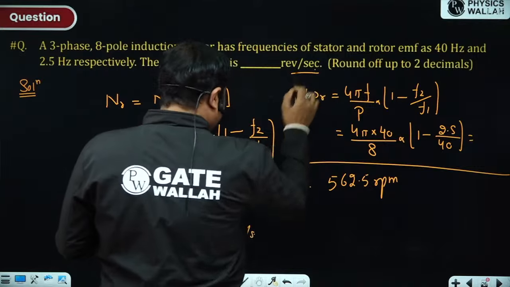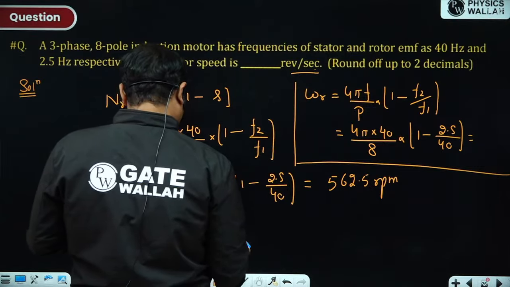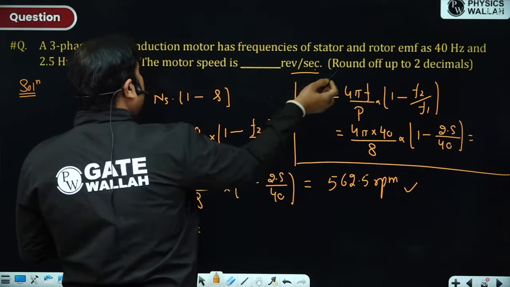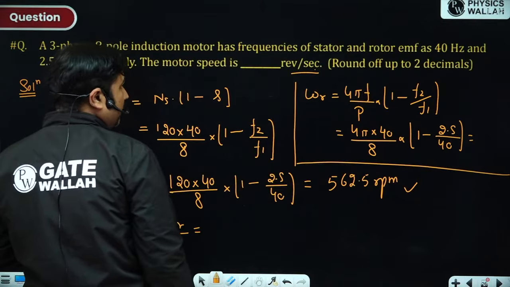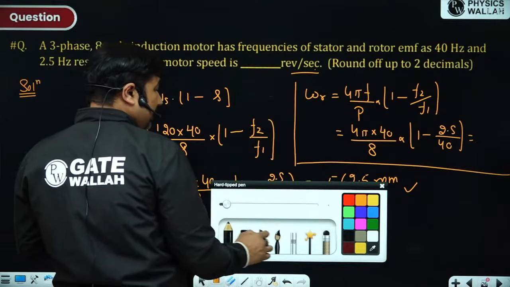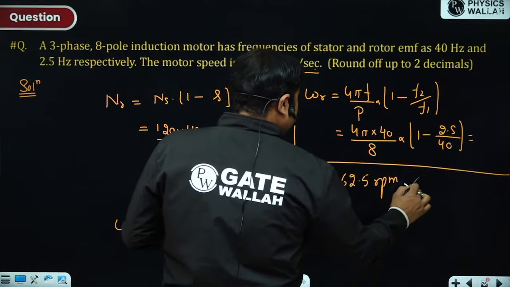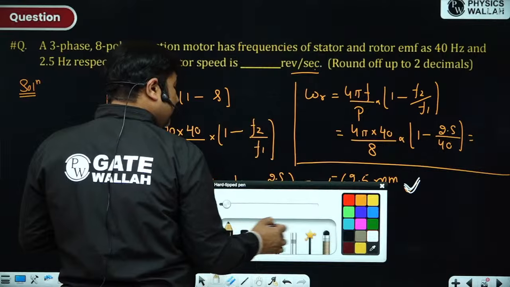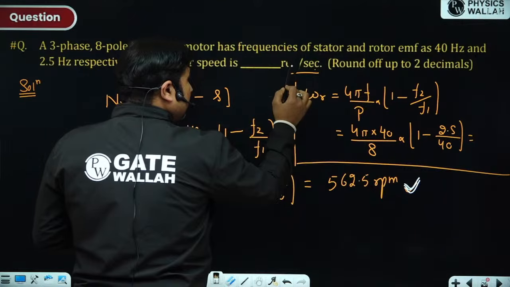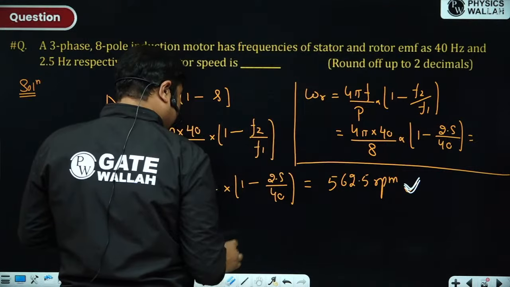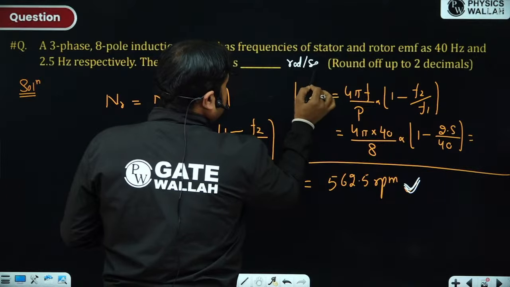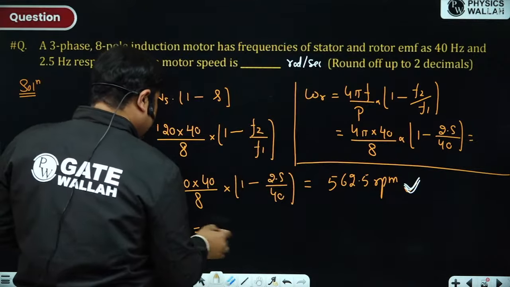Acha, revolution per second. It is an RPM only, beta ji. So RPM is okay. Instead of revolution per second, if they ask in angular, then you have to calculate. So this is the answer. If I am going to change it a little bit so that it will be a better question, now it's in radian per second. Then you can calculate like this.